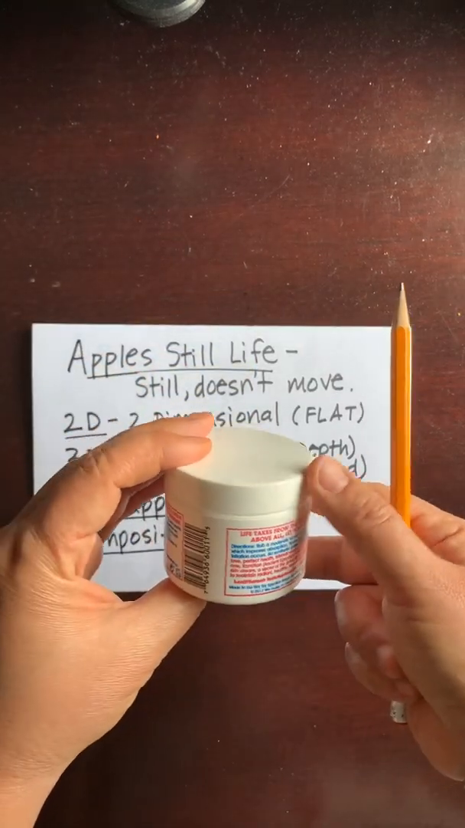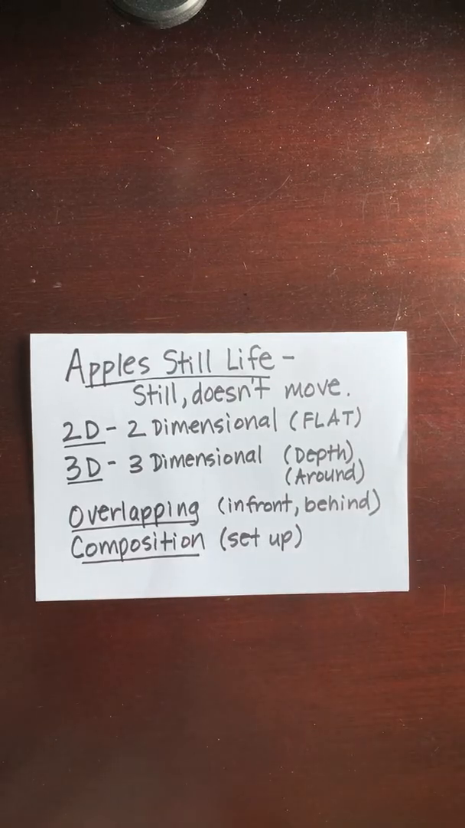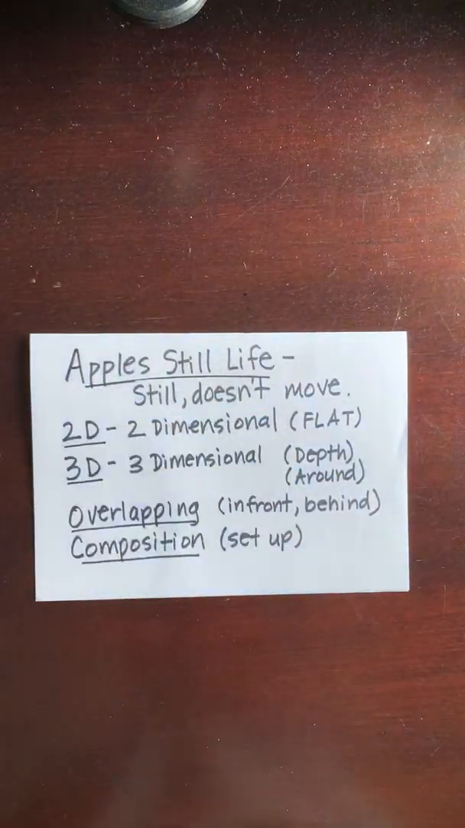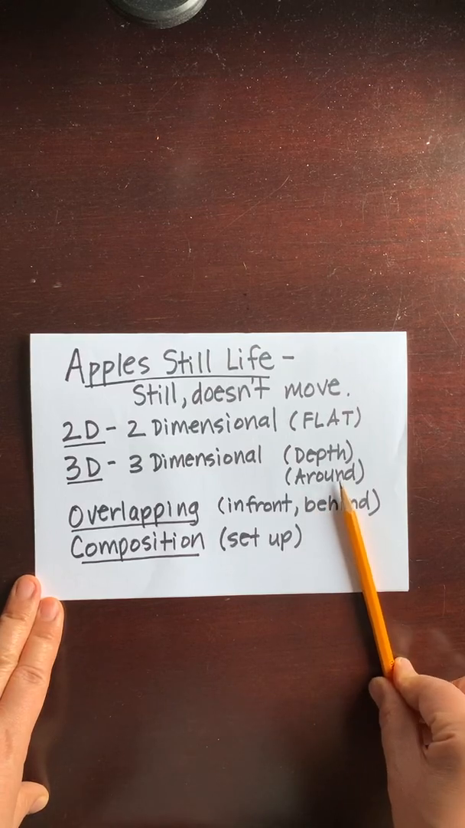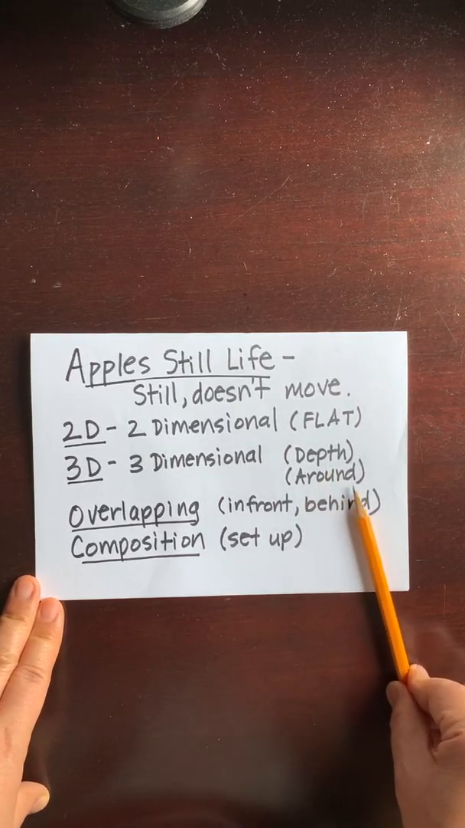So this is considered a three-dimensional object, whereas this project would be considered two-dimensional because it's done on a flat piece of paper. So 2D is flat and 3D means something that shows depth or something that you can see around or behind.